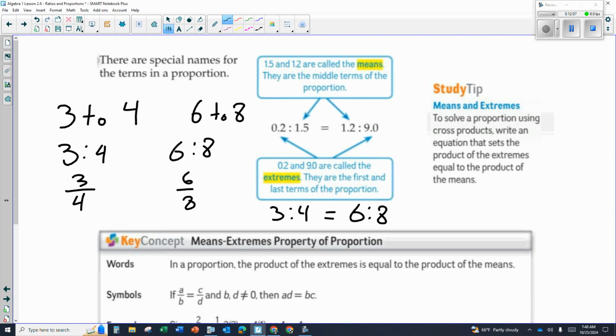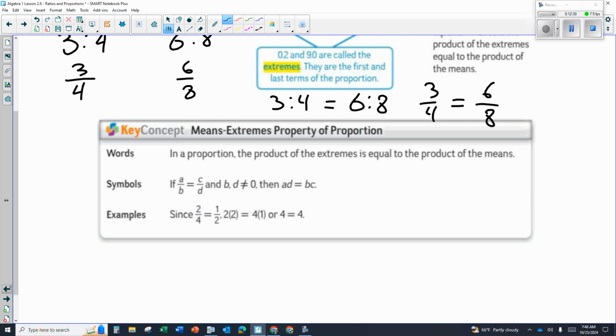So if we were to look at this in terms of a fraction, 3/4 equals 6/8, the top left and the bottom right would be the extremes. The bottom left and the top right, 6, would be the means. Well, here is the property that we use. If one ratio is equal to another ratio, then we call that equality a proportion. When you have a proportion, the product of the means is equal to the product of the extremes.